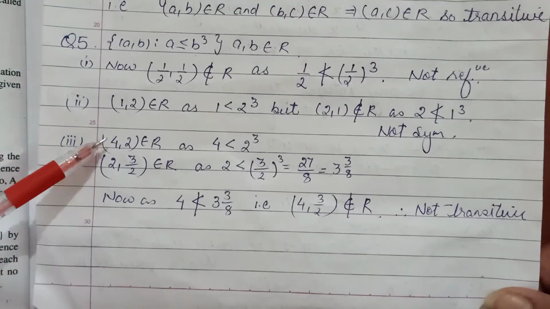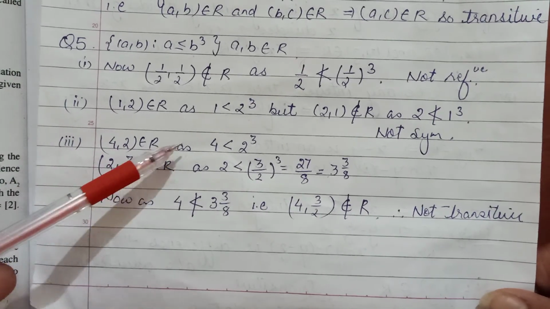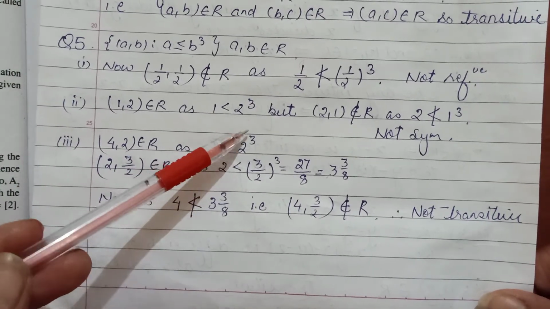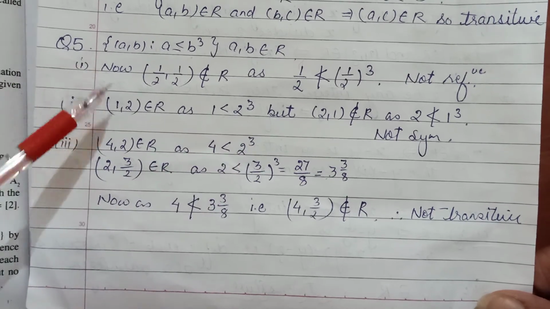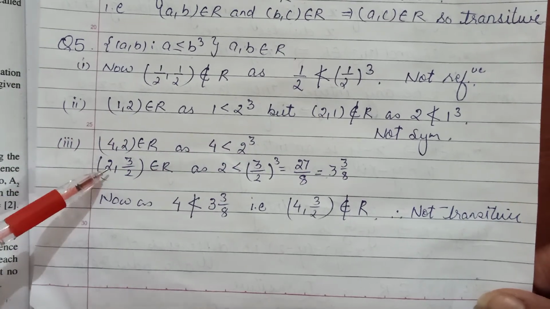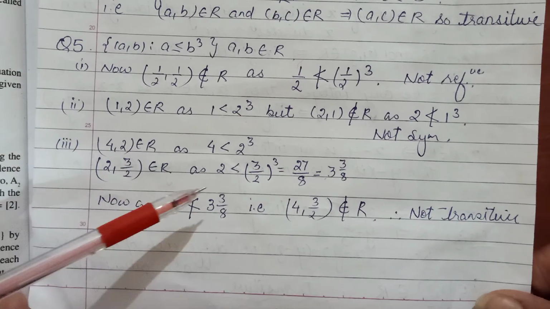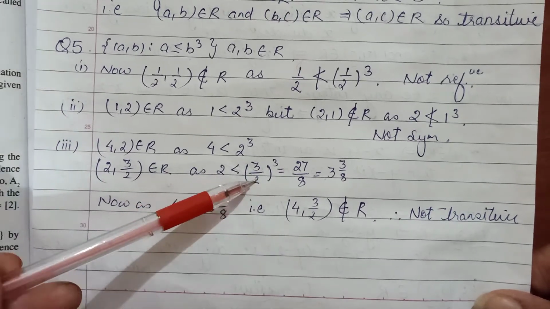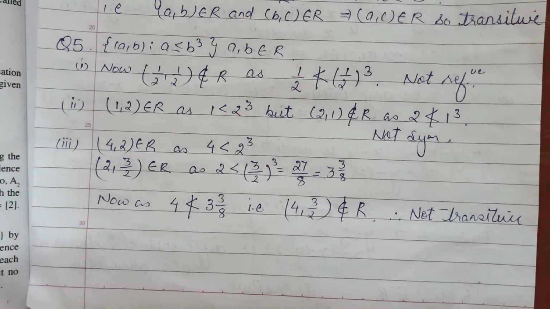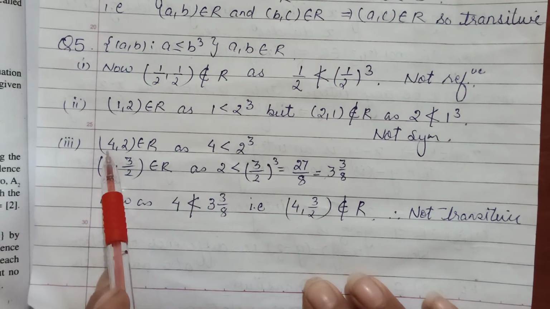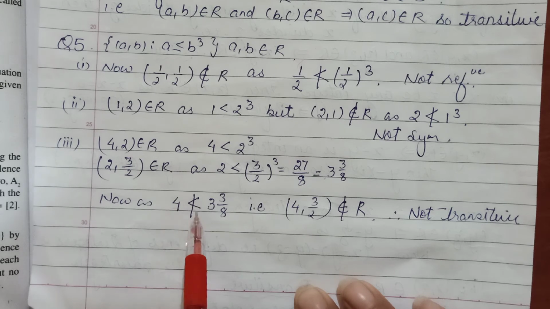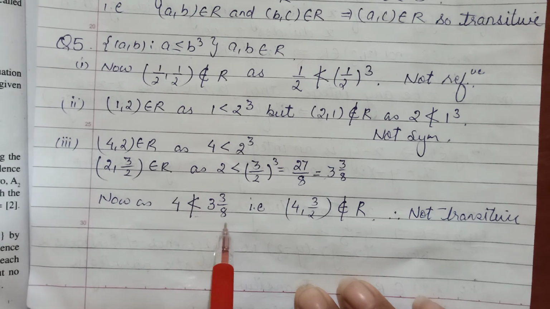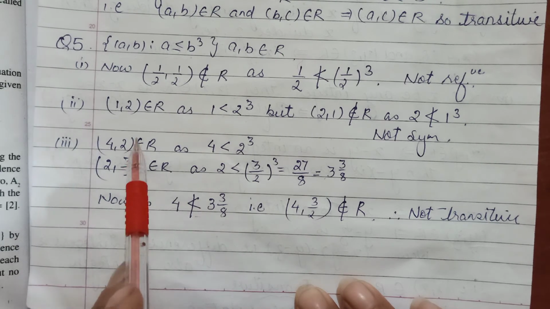Now for transitivity, 4,2 belongs to this relation because 4 is definitely smaller than 2's cube, which is 8. Yes, then 2 से start होने वाला एक और pair लेंगे हम. 2, 3 by 2 I have considered. 2 is smaller than 3 by 2's cube. I've solved it. 3 by 2's cube is coming out to be some 3 and some fraction to it. Alright. Now, if you compare the first and the last entry, then 4 is coming out to be greater than 3 by 2's cube.